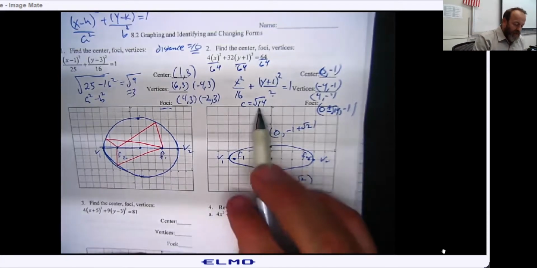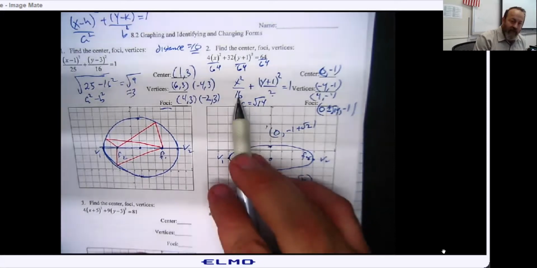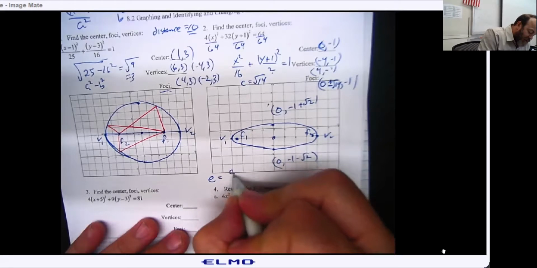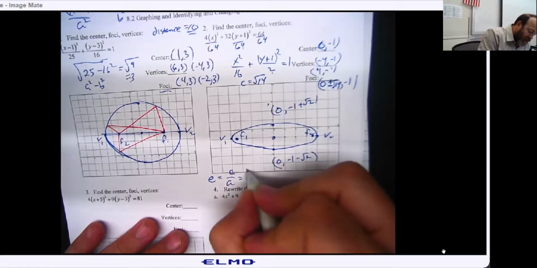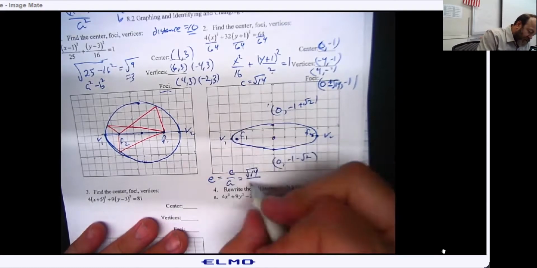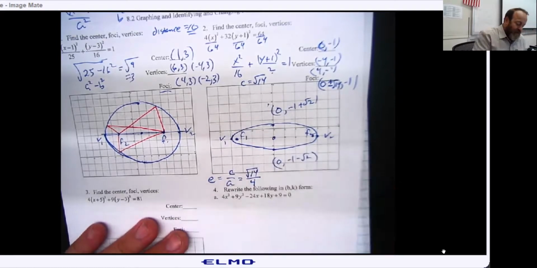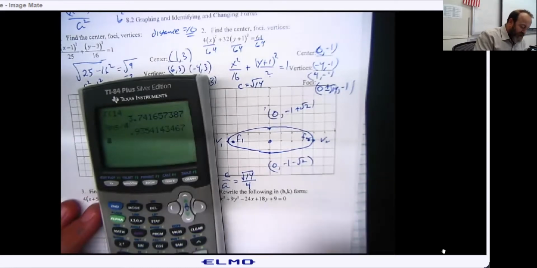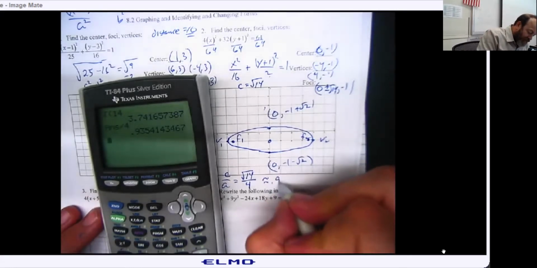And we have a quick definition for that. So keep in mind, I told you that this is C, this is A right here. The definition of eccentricity is C over A, which is the distance to the focus divided by the distance to the vertex. And so in this case, root 14 divided by 4 is about 0.935.